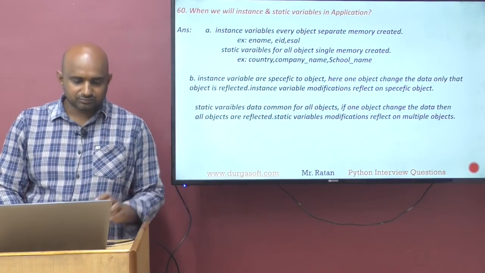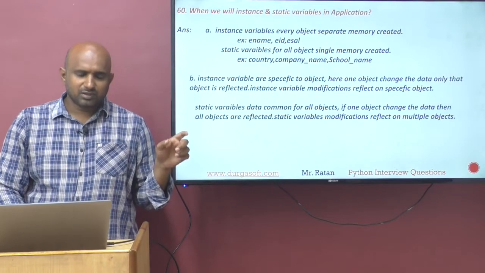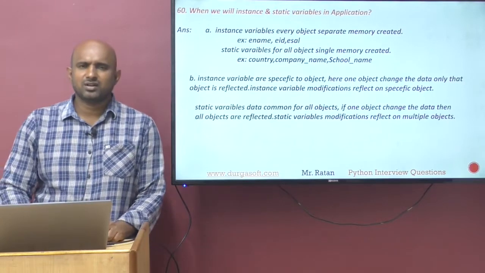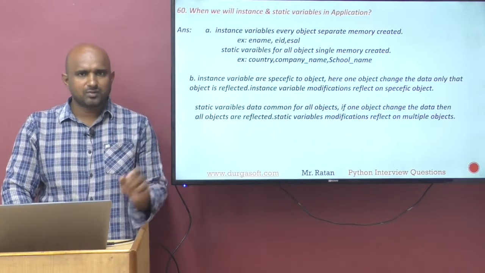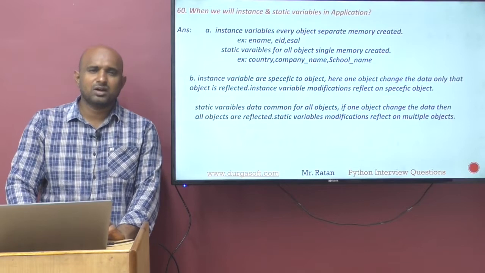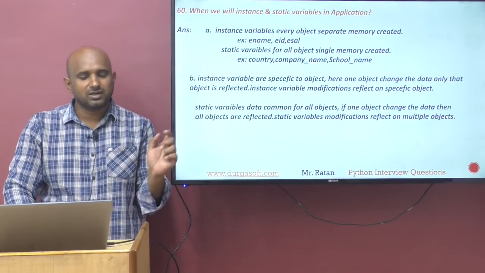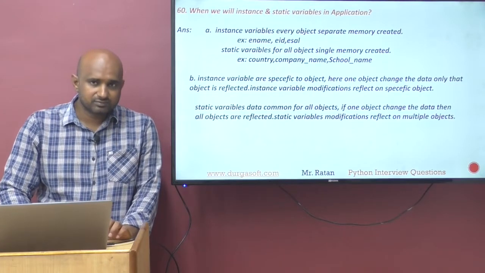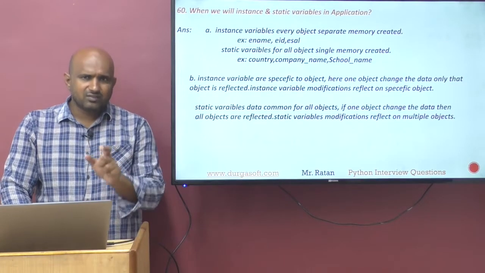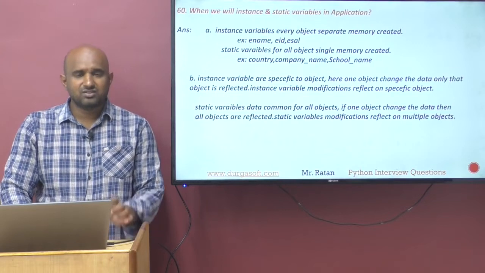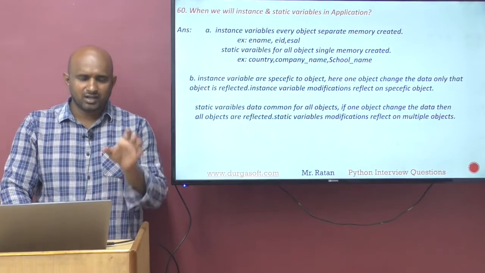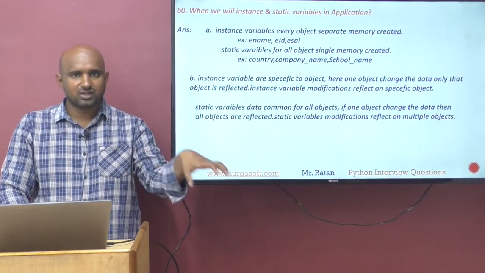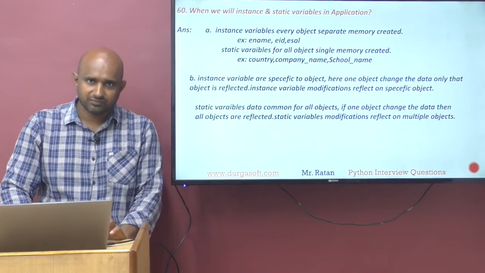For example, employee name, employee ID, employee salary. Every object requires separate memory, right? Instance variables, every object separate memory created. Assume there are 10 objects, 10 different IDs, 10 different names, 10 different salaries. Instance variable.